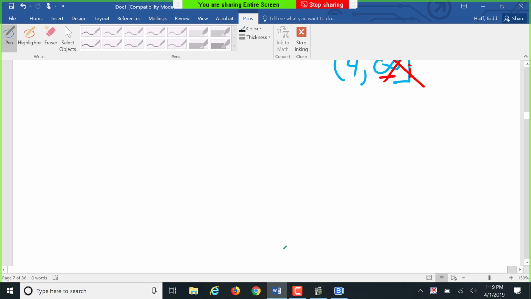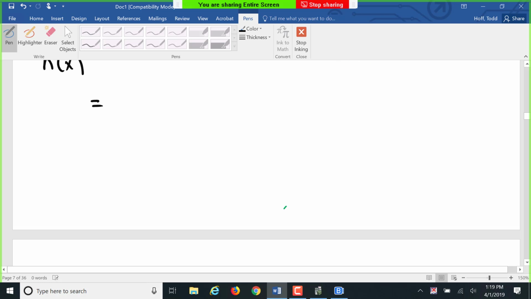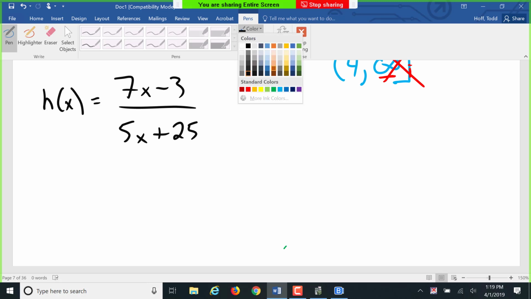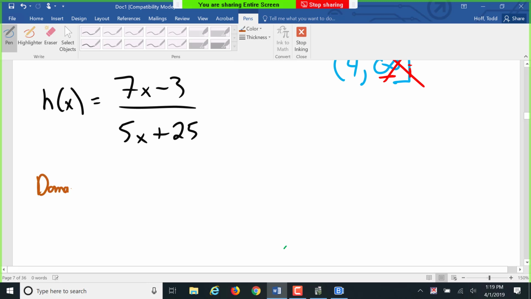So for this function, h of x equals 7x minus 3 over 5x plus 25, I want you to give me the domain in interval notation. I'll give you a minute to work on that.